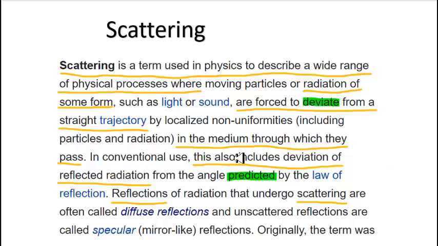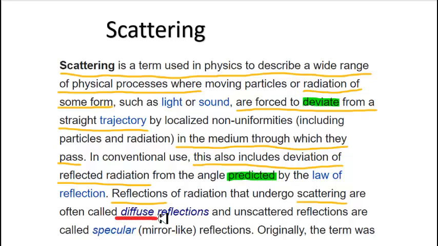So the key words here are: scattering is a deviation from prediction. Scattering comes after the prediction. You need to have the prediction before you can have a deviation from the prediction. So this is where I think the misunderstanding of the word scattering arises. Scattering isn't the reflection. Scattering is the deviation from the predicted reflection. Reflections of radiation that undergo scattering are often called diffuse reflections. Diffuse reflection.